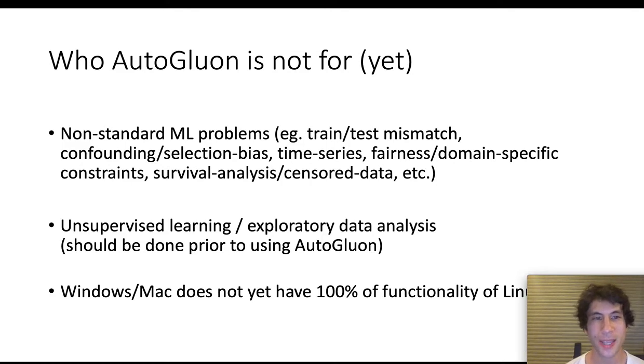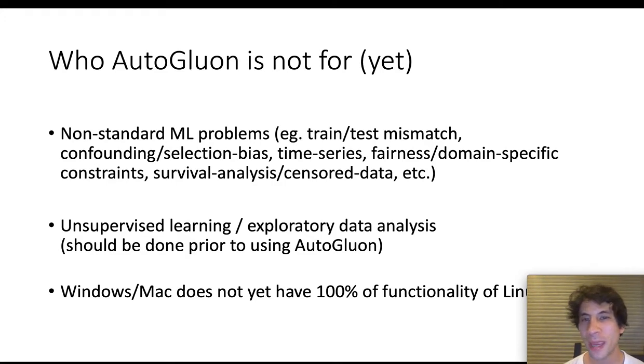It's important to say who AutoGluon is not for yet. This tool is really designed just for standard supervised learning, meaning non-standard ML problems cannot really be tackled with it. For example, if there's a mismatch between your training data and the future data you'll be expected to predict on, AutoGluon has no way of knowing this, and it will probably not do well on your future data. This often happens if there's underlying confounding in your data or selection bias. Likewise, it's not designed for data that has dependence, such as time series data. It's really designed for standard supervised IID data sets where each observation is independent of the others.